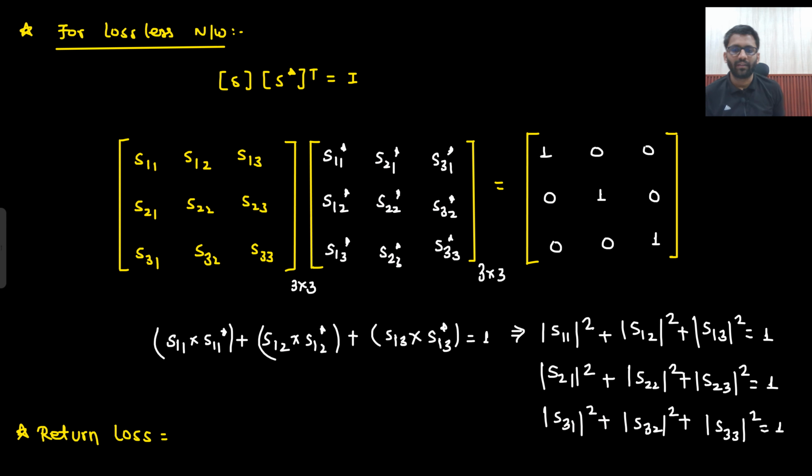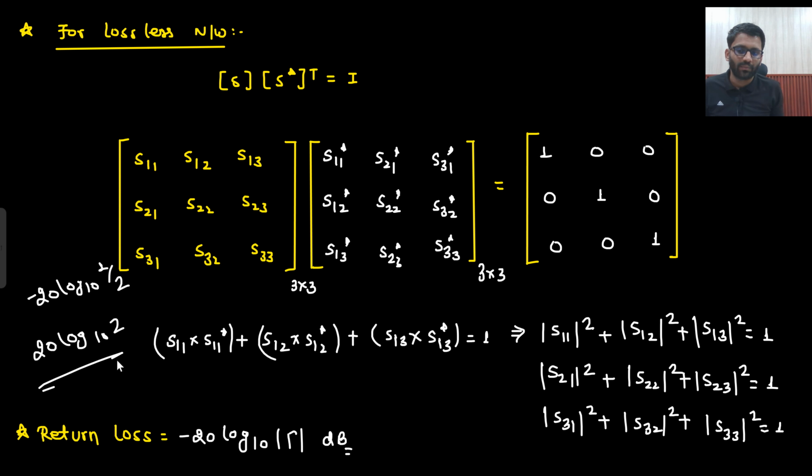Then there is a term called return loss. What is the meaning of return loss? Anywhere return loss is written, it is equal to minus 20 log of mod of gamma, and its unit is dB. Let's say the return loss of a transmission line is asked; it depends on the reflection coefficient of that line. Let's say the reflection coefficient was 1/2. So its return loss is 20 log 2 dB. This is known as return loss.